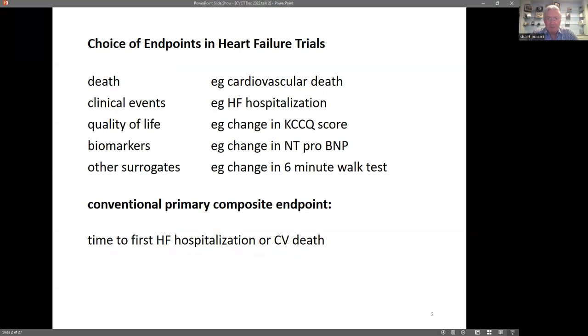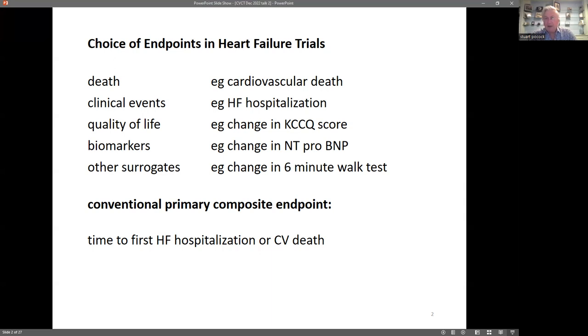Many of my examples relate to heart failure, patients with chronic heart failure. And you have a problem of choosing in a randomized trial, comparing new drugs or perhaps devices as well. What are the endpoints that really matter to you? Of course, the ultimate is mortality, and there you may concentrate on cardiovascular deaths. Also relevant are clinical events, such as heart failure hospitalizations.